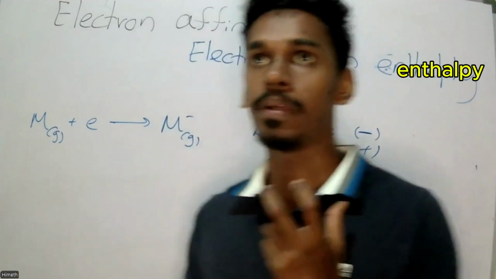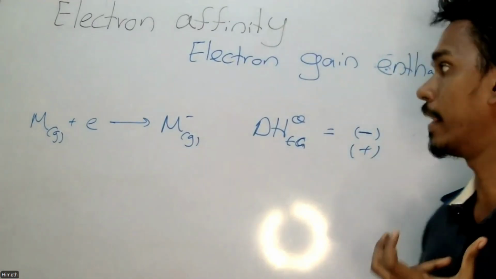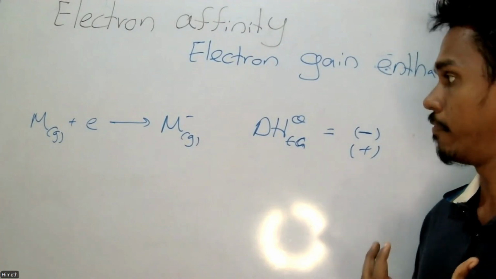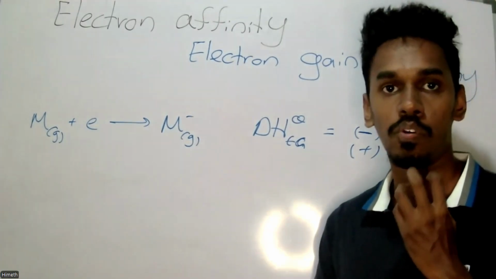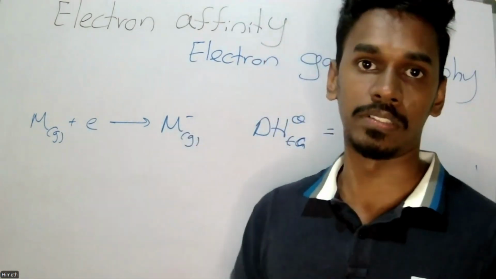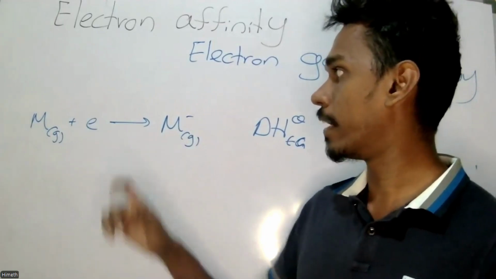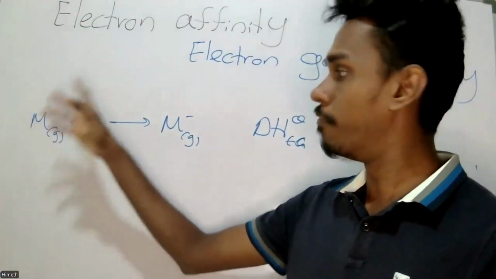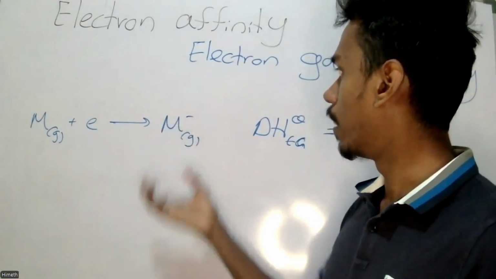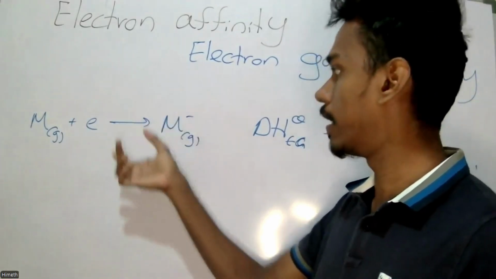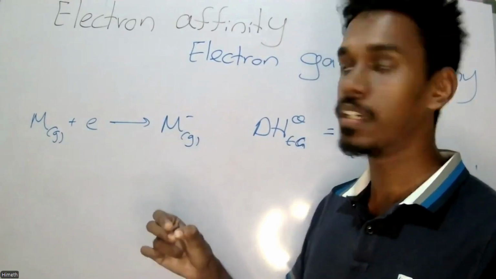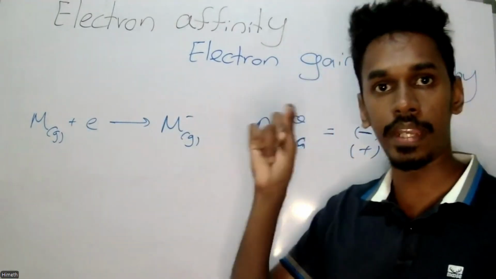In the simplest way, we can define electron gain enthalpy as follows: when we add an electron to a gaseous state atom, there will be an energy difference. As an example, here there is an atom called M. When we add an electron to this atom, it forms the M minus anion. In that reaction, there will be an energy difference. We call that electron gain enthalpy or electron gain energy.